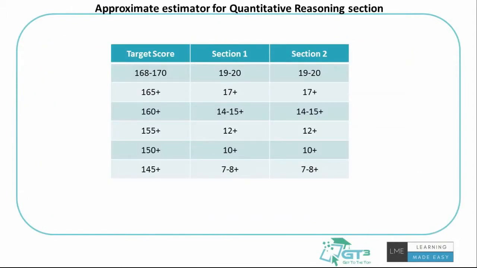Let's look at an estimator. This is something based on our experience, based on data from different sources we have picked. Let's target a score and then understand how many questions I should get correct so that I can prepare accordingly. If your target score is 168 to 170, you should aim to get 19 to 20 correct in the first section and also the second section. 165 plus, 17 plus and 17 plus in the first section and second.